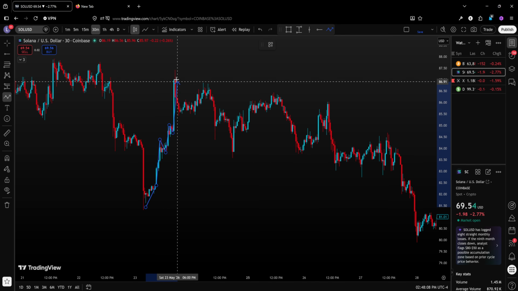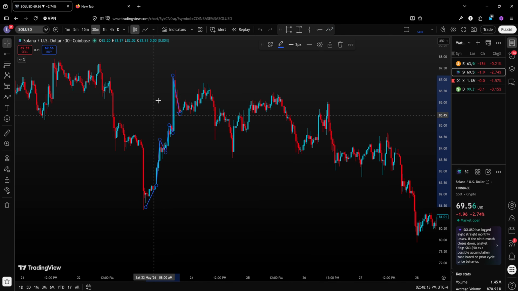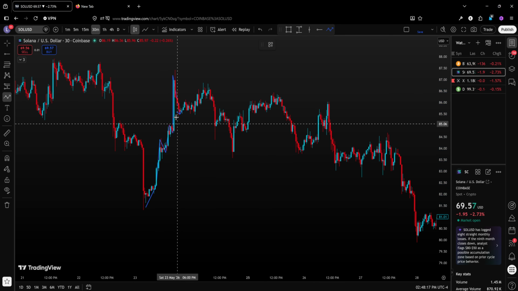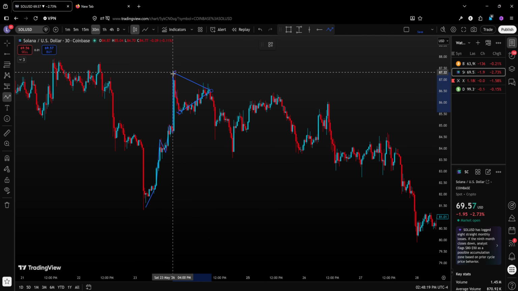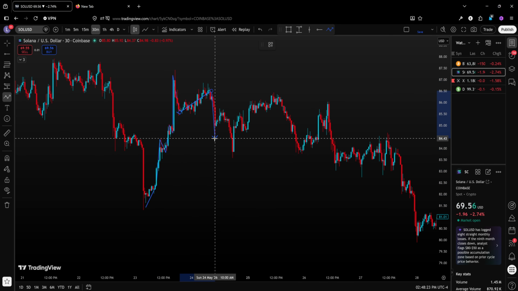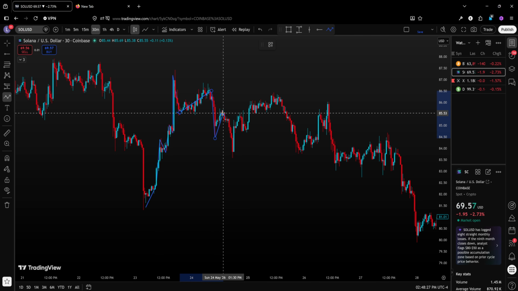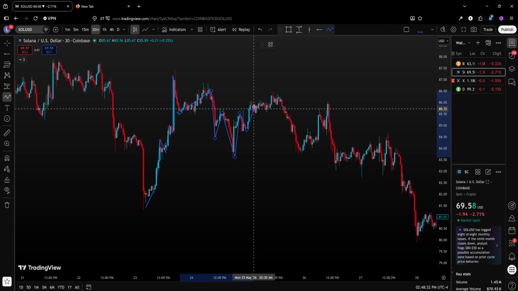Up, pullback, up. Then that's basically the end of the channel, really, or I guess you could say it continues right here, but it didn't take out this high. But now this kind of starts a downtrend. Up, down, up, pullback, consolidation.